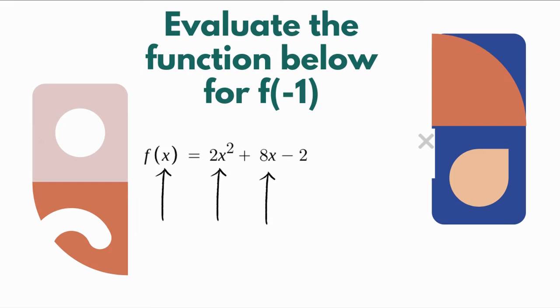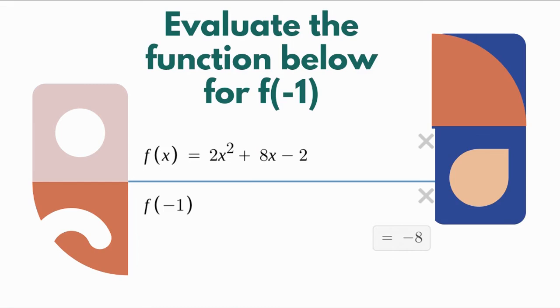And this is something that you practice doing by hand, but we can also use our Desmos calculator to help us out. So if I type this function into Desmos, exactly how I see it, f of x is equal to 2x squared plus 8x minus 2. And then in the second box, put f of -1. Desmos will calculate or evaluate this function for me. And what it said was that when my input was -1, my output was -8. So the range of this function was -8 when the domain was -1.